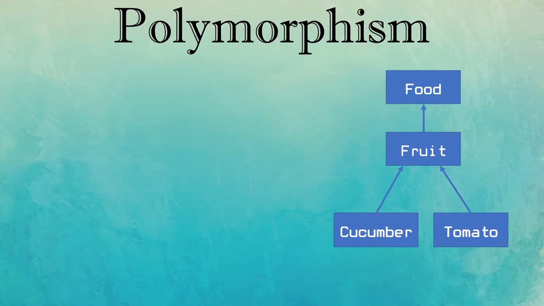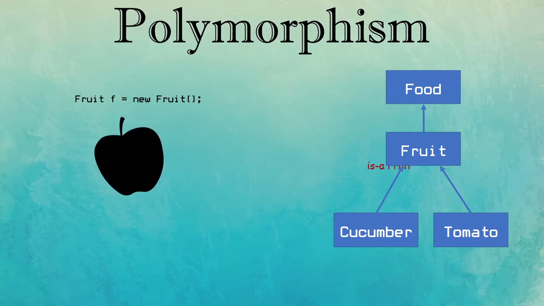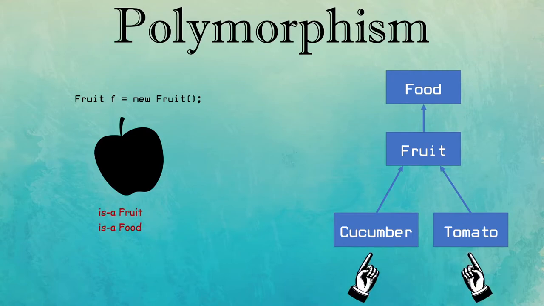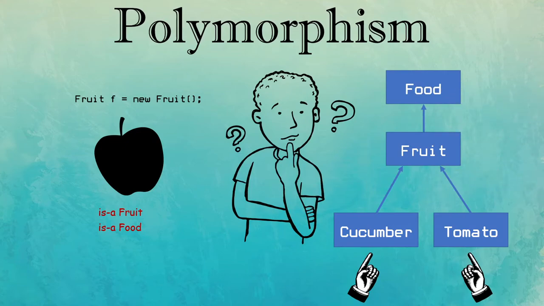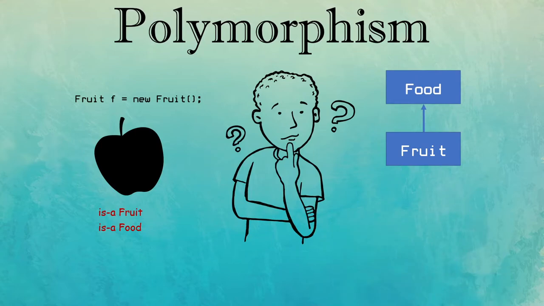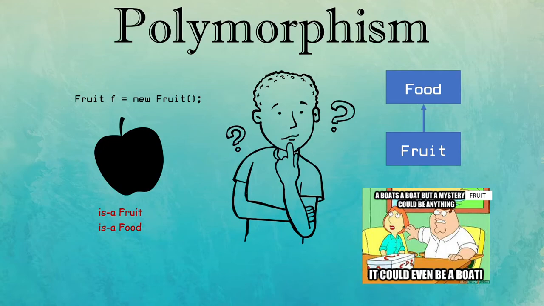If you make an object from the fruit class, it is a fruit, and it is a food. But what kind of fruit is it? Is it a tomato or a cucumber? Yes. A fruit could be either a tomato or a cucumber, but it isn't either. A fruit object could be any fruit, even a boat. All we know is that it is a fruit, which is a food.